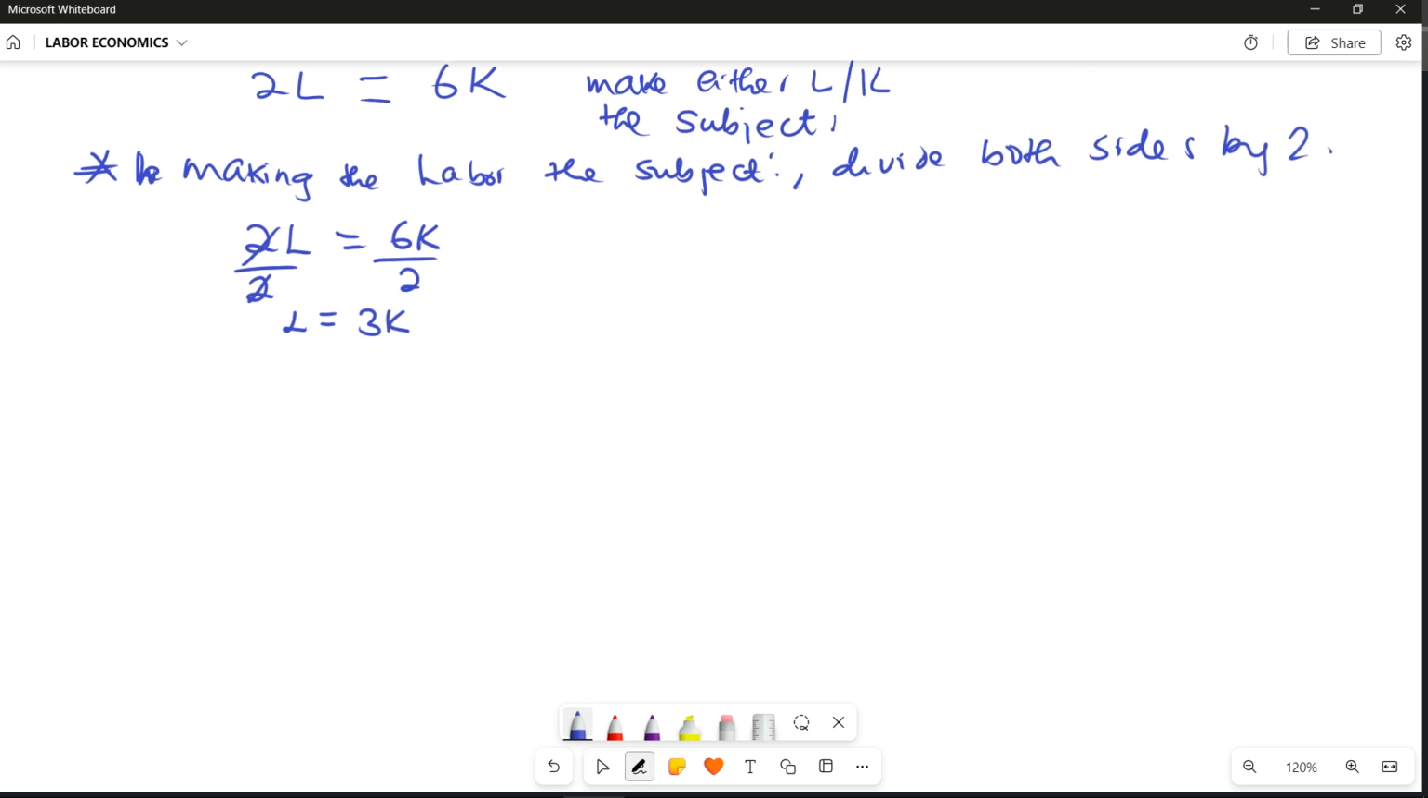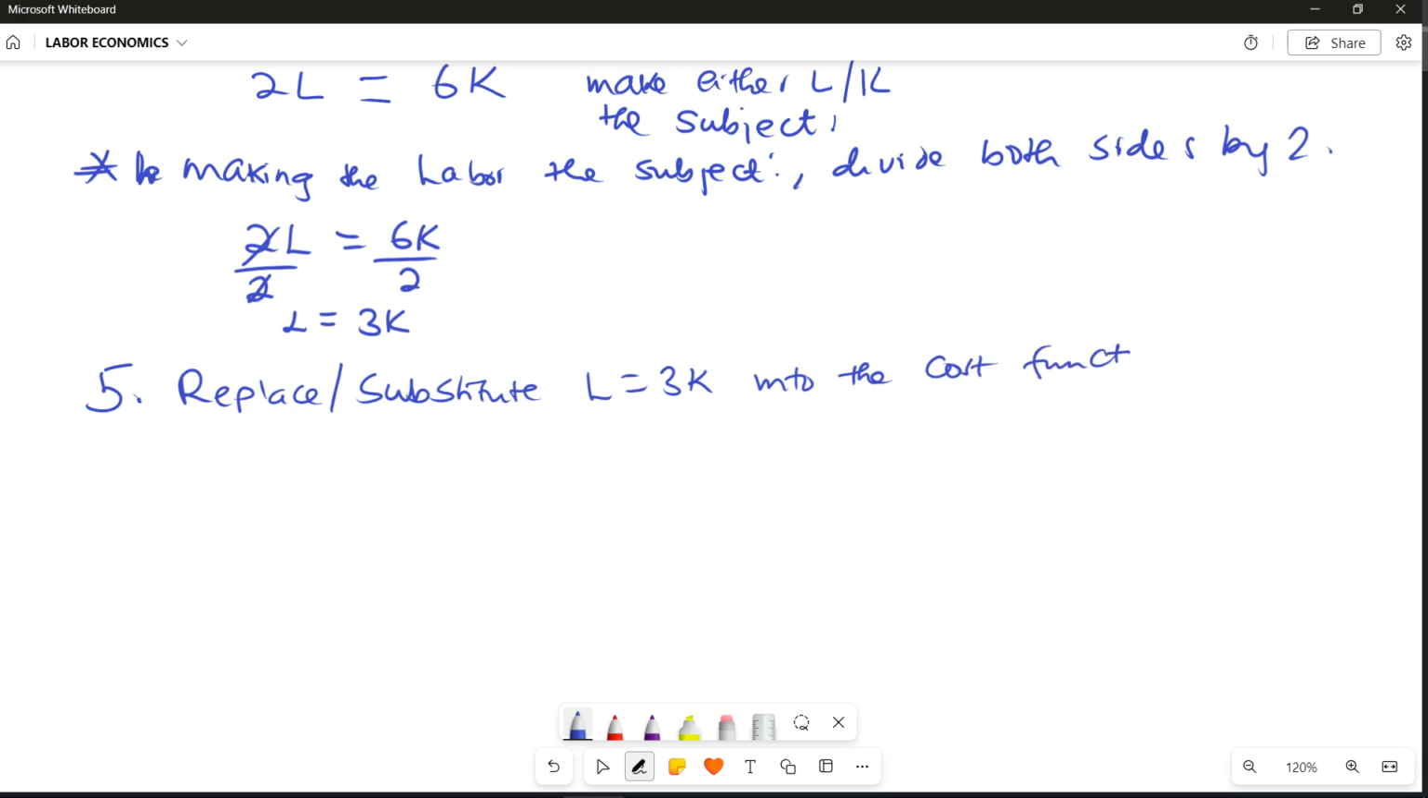Then now, step number 5: substitute L is equal to 3K into the cost function.